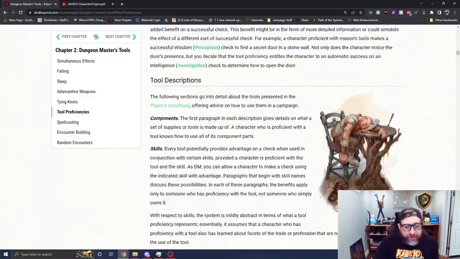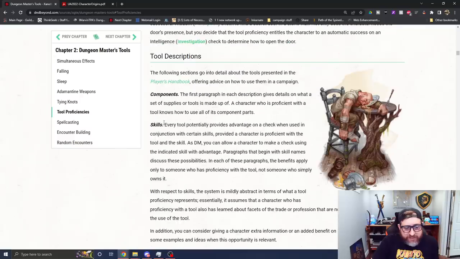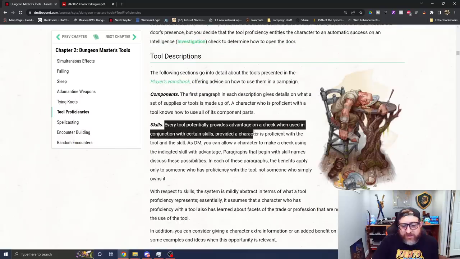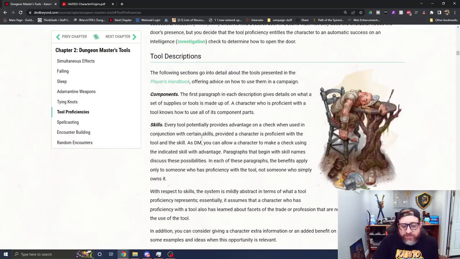Okay. Tool descriptions, skills. It says even tool proficiencies provide advantage on a check when used in conjunction with certain skills, provided the character's proficient with the tool and skill. As a DM, you can allow a character to make a check using the indicated skill with advantage. Paragraphs that begin with skill names discuss these possibilities.